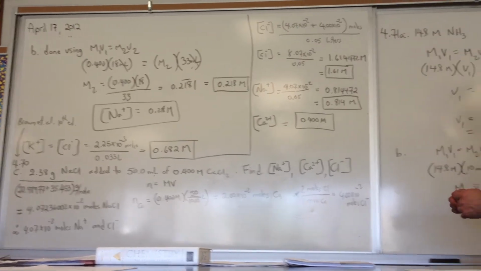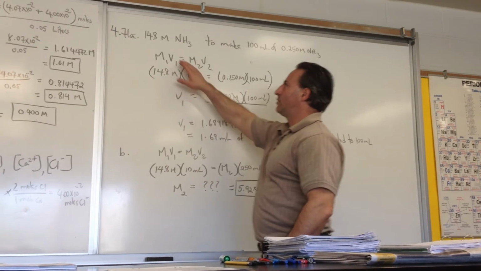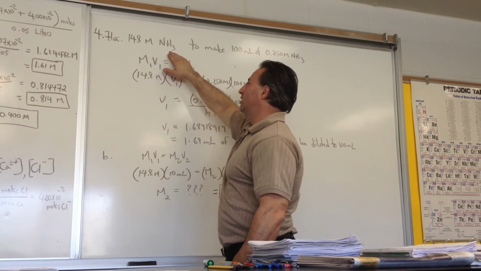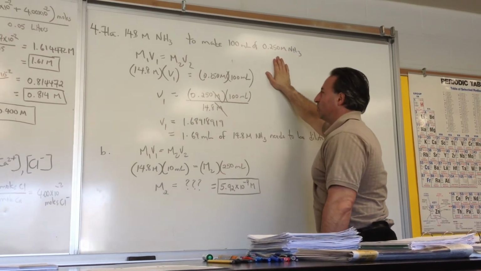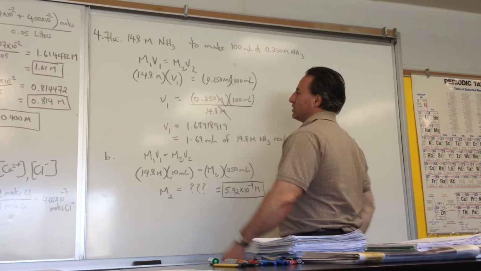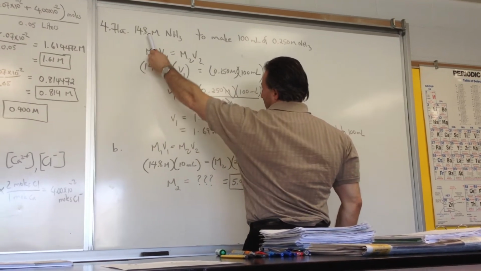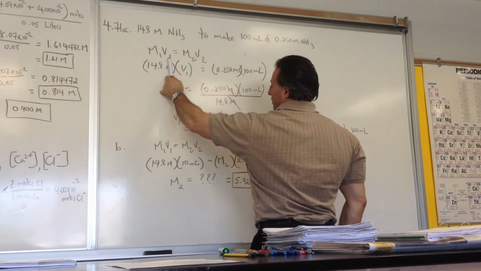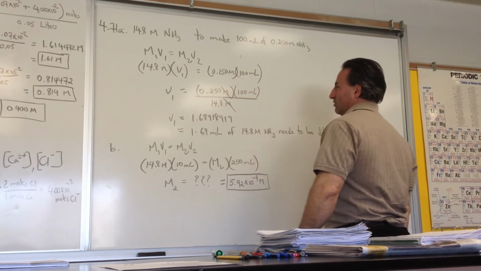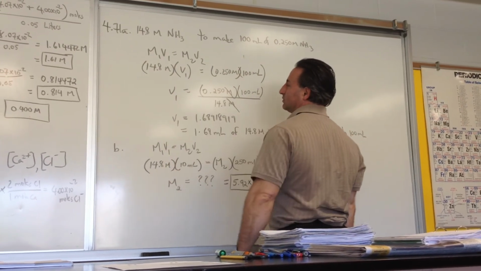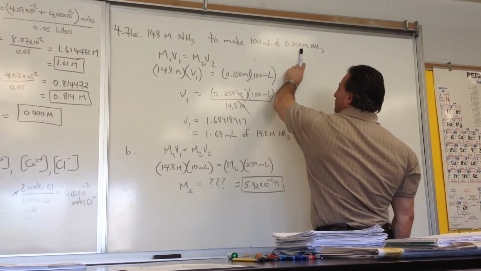The second question is a dilution. We start off with a 14.8 molar ammonia solution, and we want to make 100 mLs of 0.25 molar ammonia. So we use the dilution equation, M1 V1 equals M2 V2, where M1 stands for the molarity at the outset, V1 is the initial volume, and M2 and V2 stand for the final concentration and volume. The only thing we're missing is V1. We're asking how much of this stock solution do we need to make 100 mLs of this concentration.